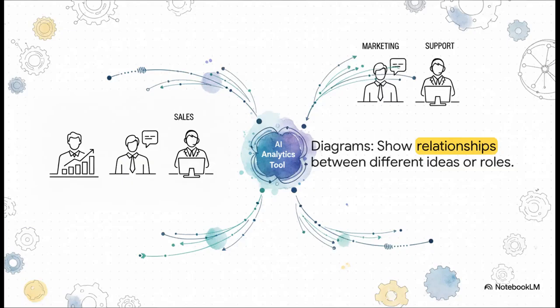Next up, we've got diagrams. Now, while flowcharts are all about sequence, diagrams are fantastic for showing relationships. You could use a simple diagram to show how your sales team, your marketing team, and your support team all connect to one central AI analytics tool. It just clarifies who's doing what and how it all fits together.